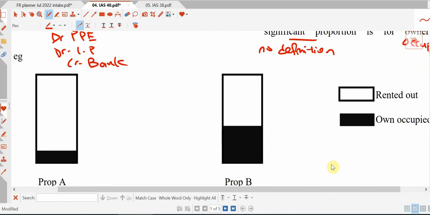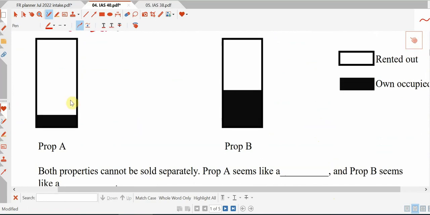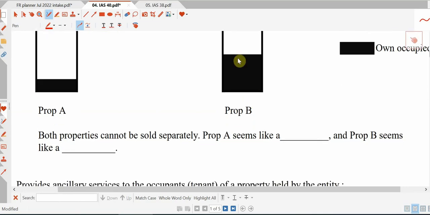So now I got two examples here, property A and B. The white portion represents rent out. The red portion represents the owner occupied, which is PPE. Both properties cannot be sold separately, so you have to keep or sell the entire thing based on the law. Now, I see property A got very little portion for own use, but property B got a lot more. It's up to our judgment. If you think that A is not significant, then A seems like investment property because more portion is for rent out. But B, if you decide that the own use portion is significant, then B seems like a PPE.